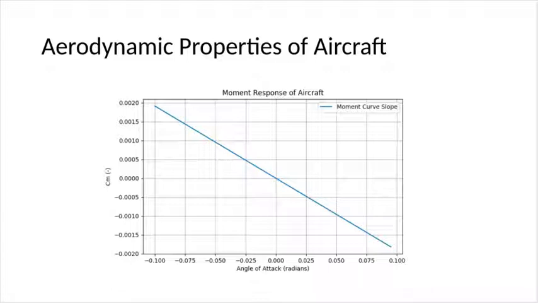Here you can see the moment coefficient versus the angle of attack. It has a slope of minus 0.019. It also passes through the origin. So here's the moment response of the glider.